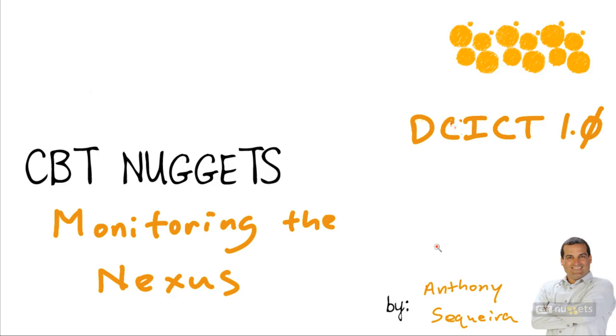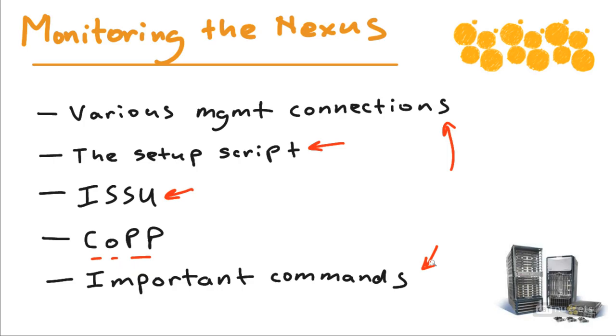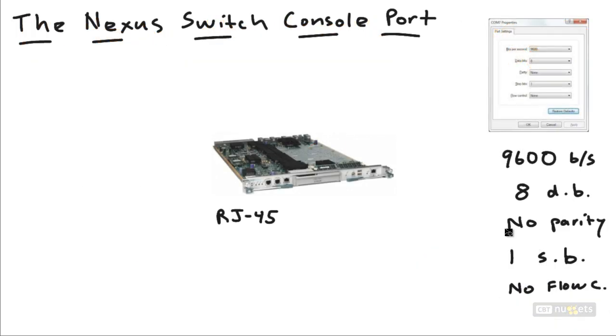nugget, as well as important verification commands we're going to want to know to run once we make that management connection. Now, for those of you coming from the iOS world, this will be no surprise. We can make a console port connection to the Nexus, let's say 7000 switch. Notice it's a serial RJ45 connection that we're going to make to the console port that's located on the supervisor engine. Yeah, so this is our supervisor engine inside the 7000 series chassis.